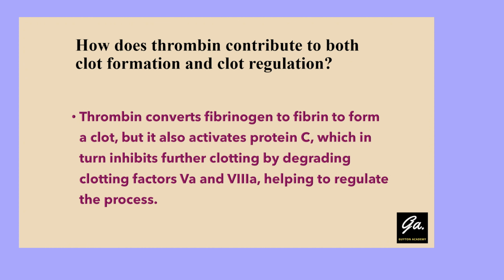How does thrombin contribute to both clot formation and clot regulation? Basically, thrombin converts the fibrinogen into fibrin, which is the active form, to form the clot. But it also activates the protein C, which in turn inhibits further clotting by degrading the clotting factor 5A and factor 8A, helping to regulate the process.